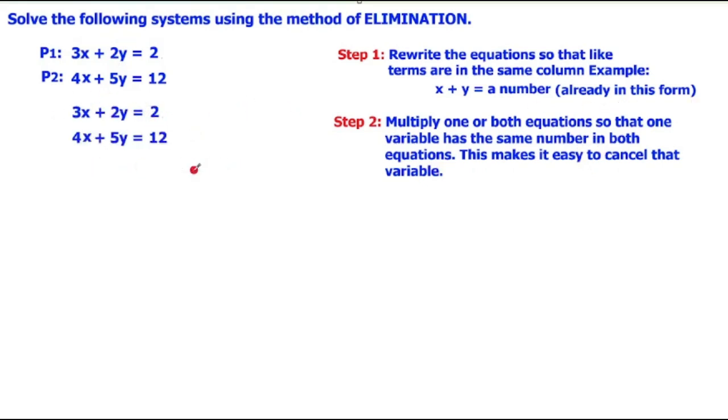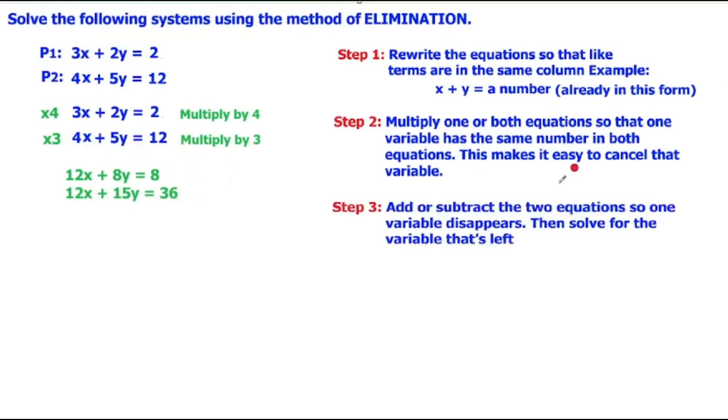So let's take these equations, rewrite them, and now we multiply this one by 4 and this one by 3. We're going to try to get rid of the x's. So to do that, we multiply this by 4 and this by 3, okay? Because we want to get this equal to 12 and this equal to 12. So we do that and we get 12x plus 8y equals 8. And then down here we get 12x plus 15y equals 36 for this one, okay?